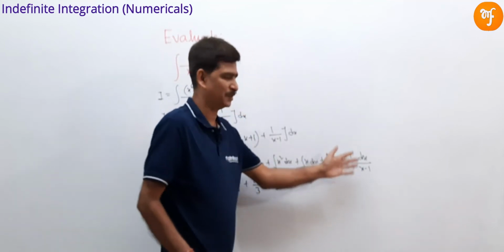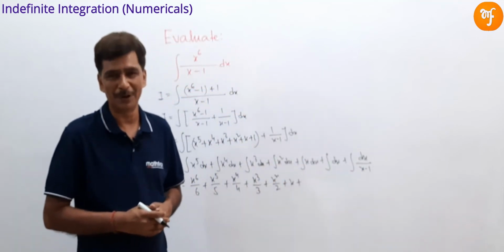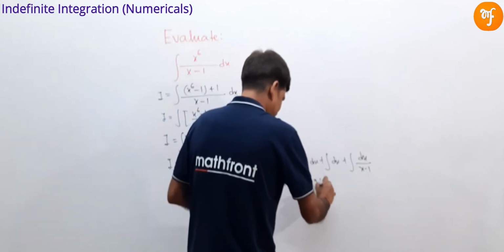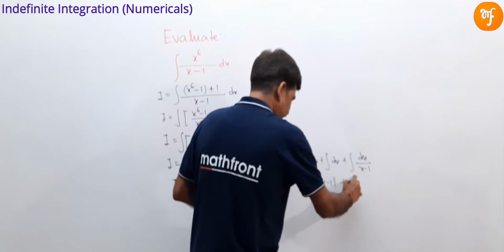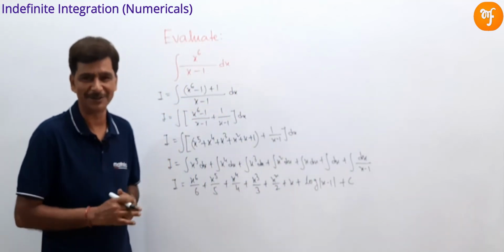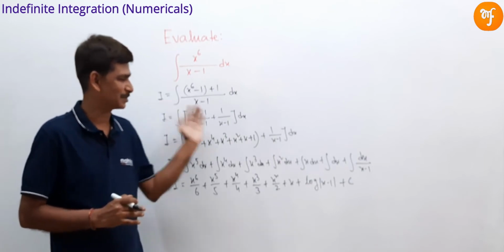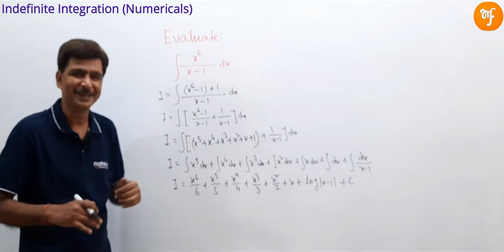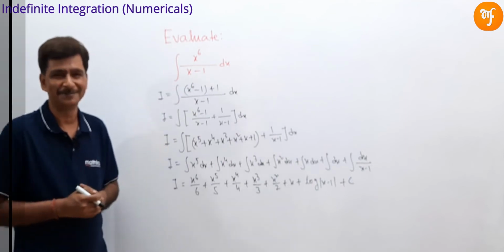Plus the integration of dx divided by x minus 1 is log of mod of x minus 1. So, we are writing log of mod of x minus 1, and obviously we will give a constant c, which is known as the integration constant. Okay, clear? So in this way we can solve this numerical in a quick way. So let's come to the next question.